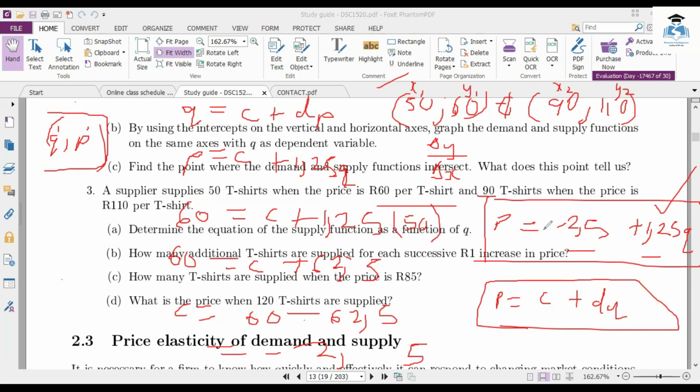Okay, I believe you. Okay, no, don't worry. So write this down: P is equal to minus 2.5 plus 1.25Q.